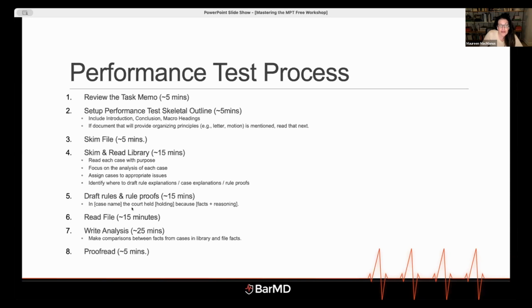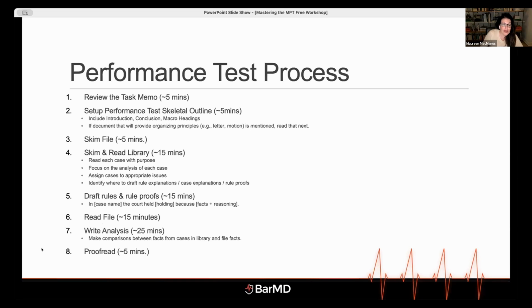After that, you're going to draft your rules, draft your rule proofs, which is where you explain the cases. In my full course, I go over this a lot deeper. Then you read the file, about 15 minutes to do that, and write the analysis. Where you're comparing the facts from our case to the facts of the cases in the library. And it's really comparing it to the analysis. You're also applying, if there are statutes, you're applying the law to the facts of our case as well.